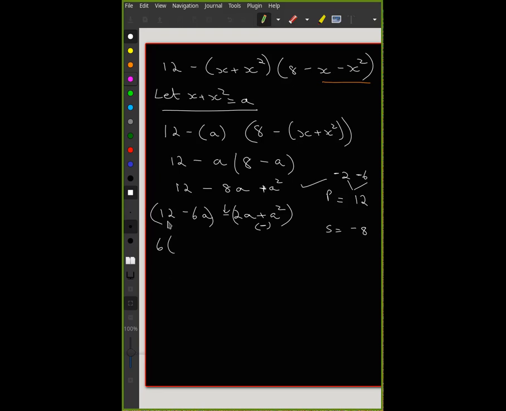Vishwa, what is common between 12 and 6? 6. So I took out 6. Is there an a over here? No, right? So a cannot be taken out. Now divide further. 12 divided by 6 is 2 minus a. Okay. Now what do I take out common here? 2a minus a squared. What do I take out common?